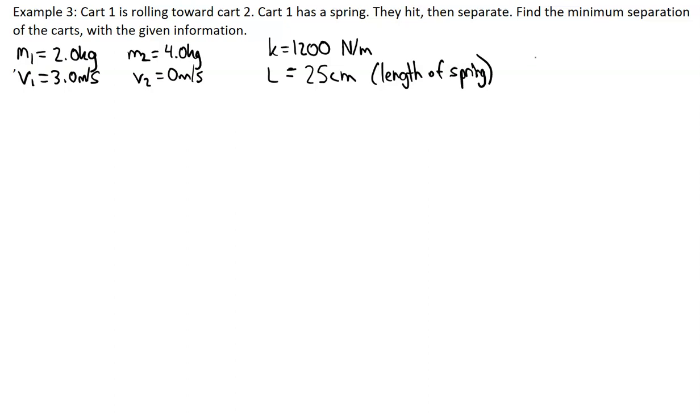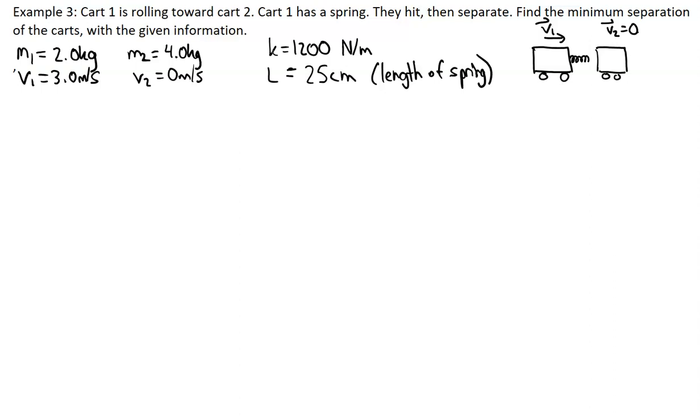And so the idea is this. We've got one cart, as you can see from the given information, it has a velocity, the second one doesn't. So it's coming towards the one with some velocity, v1. This one has v2 is 0. And it is also going to have a spring on the front of it. You'll notice we don't have an x value here. All we have is the length of the spring, which is 25 centimeters. But combined with the k value, that's going to allow us to figure out how much that spring is going to compress. So the minimum separation of the carts with the given information is what we're after here.